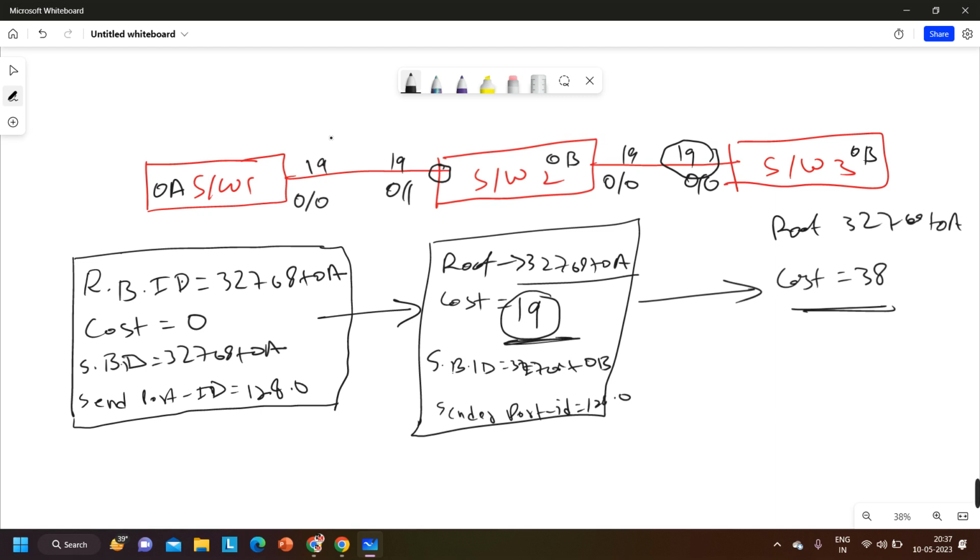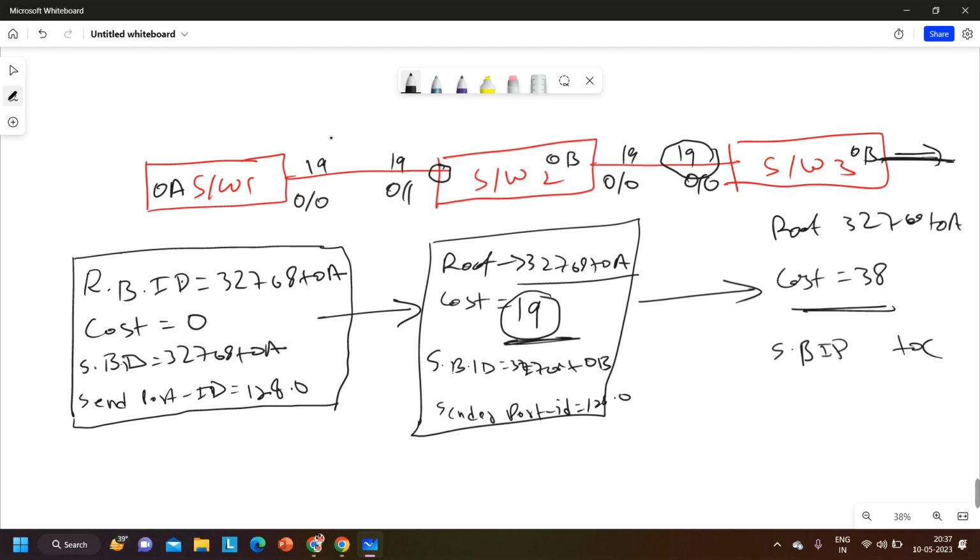After that, suppose this switch is also sending BPDU to the other switch. So what will the sender bridge ID be? Sender bridge ID? 0C. Yes. Plus 0C, and the designated port ID will be the port ID of the exit interface.